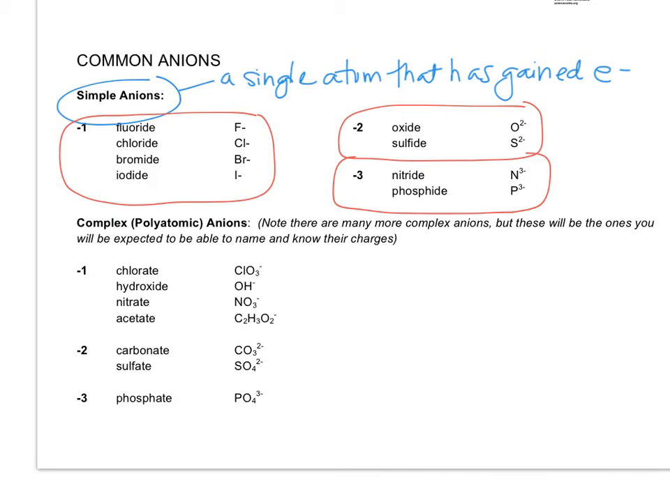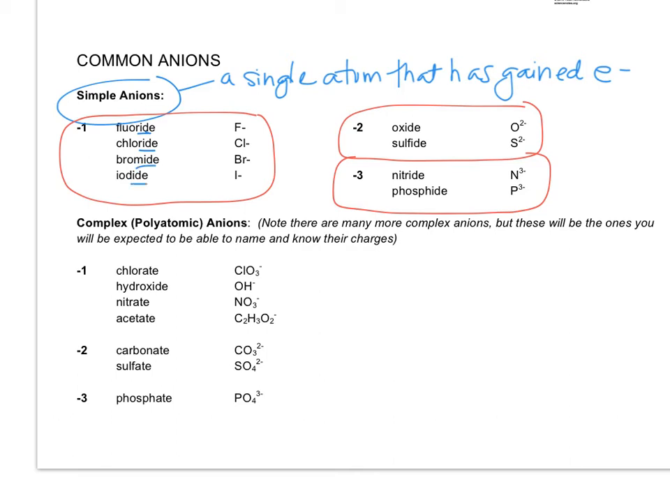In order to know how to name these, the rule about naming anions is you take the atom's name and you change the suffix to IDE. So for example, fluoride comes from the atom's name fluorine. After it gains an electron, we call it fluoride. Chloride comes from chlorine, but once it gains an electron, we call it chloride. Same thing with bromide and iodide.